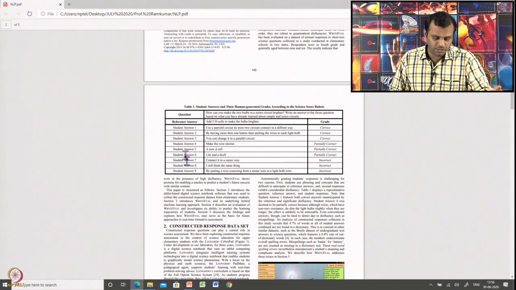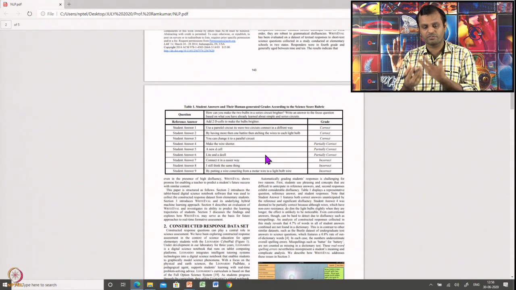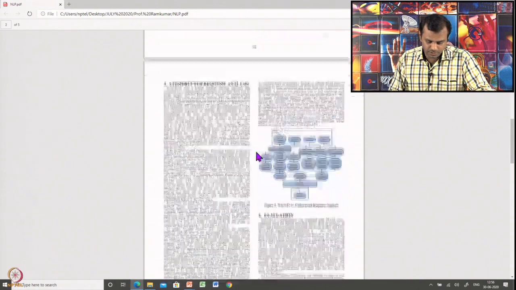So, there are 9 student answers. How can you make the 2 bulbs in the series circuit brighter? The student has answered here, and the grading is also done, probably correct, incorrect, correct, okay. So, average, poor, better, good, something like that. They have sentences, and from these sentences they form a dictionary, and from that they are able to identify the grading. So, yeah, let us go and see.